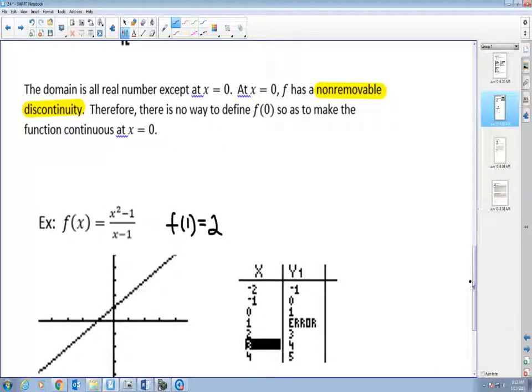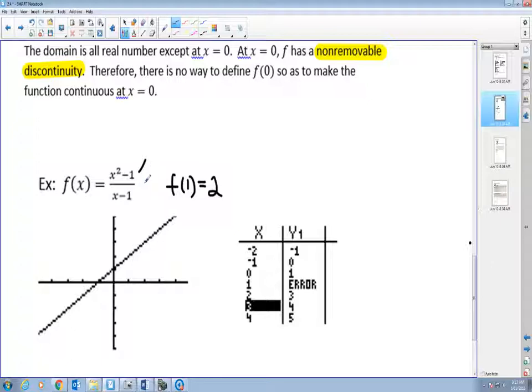So what I could have done is factor the numerator, giving me x plus 1 times x minus 1, and that will allow me to cancel with my denominator, x minus 1. So this new redefined function is simply x plus 1, and that redefined function is continuous at x equal to 1.